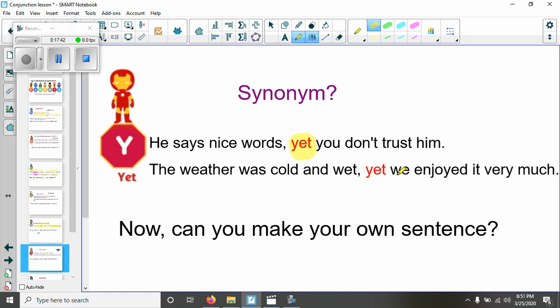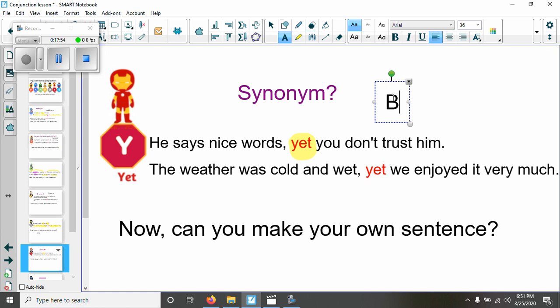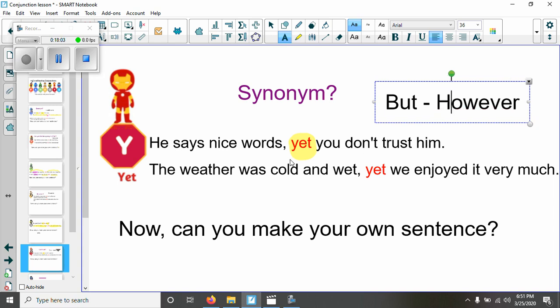That's so surprising. Okay, let's try to change yet into but. It will give the same meaning, by the way. So the synonym in here, we can just try but or however, right? Let's try to put but instead. He says nice words, but you don't trust him. It makes sense, right? The weather was cold and wet. However, we enjoyed it very much. Don't let it confuse you.